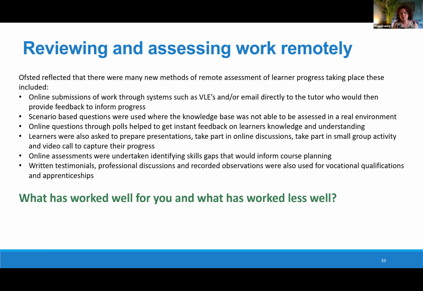Professional discussions and recorded observations were also used, particularly in vocational qualifications and apprenticeships, where this would be expected as part of endpoint assessment, for example. So that was what they found was helping, and what the digital environment was creating in implementing assessment methodology in a new environment. So just consider for a moment what's worked well for you.